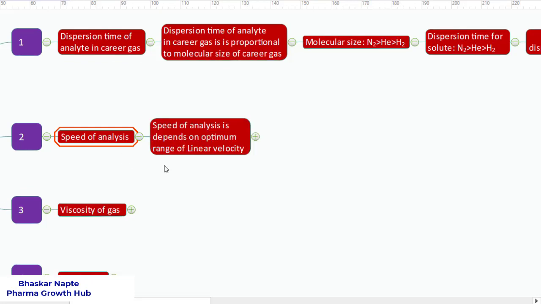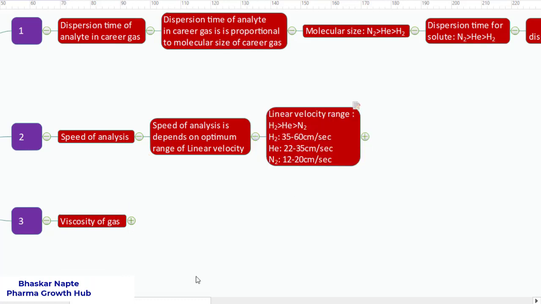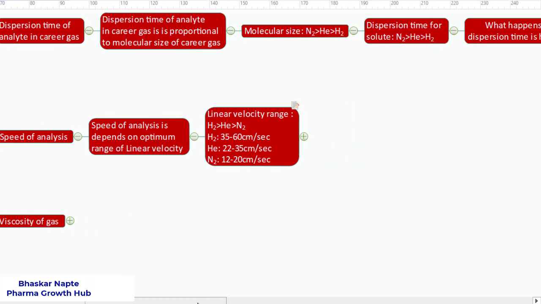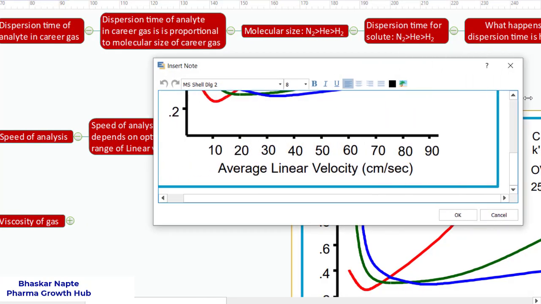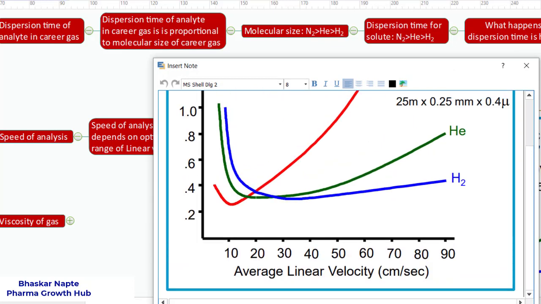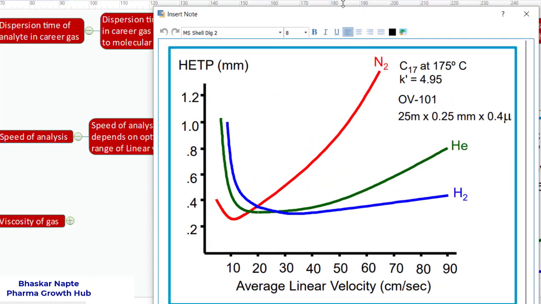So let us understand on which part the speed of analysis really depends, and this is the linear velocity. The speed of analysis depends on the optimum range of linear velocity, or the optimum speed of the carrier gas. Now, these three different carrier gases have different optimum linear velocities, and let me show you with the help of Van Deemter curves, and here they are.